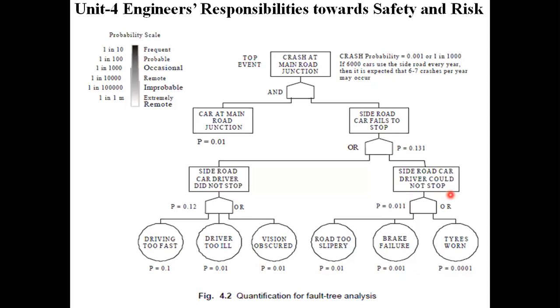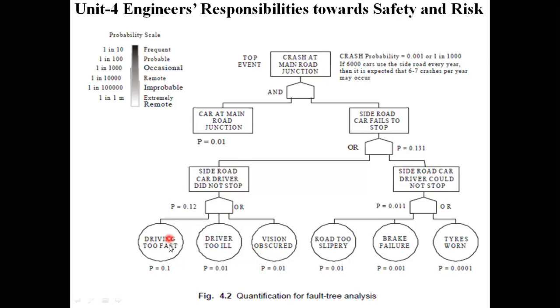If the system is in the deteriorate condition or in the destructive condition, we cannot stop any car by using some brakes like that. Okay, that probability is p is equal to 0.12. Again OR gate or logic is used here, that is driving too fast. First thing is driving too fast. And the second one is డ్రైవర్ టూ ఇల్. ఏదైనా బాగాలేని కండిషన్లో ఉంటే అప్పుడు కూడా ఆపకుండా వెళ్ళిపోతాడు. అండ్ విజన్ అబ్స్కార్డ్, ఏదైనా కనిపించకపోవటం అట్లా అయినా సరే జరగచ్చు అనమాట.